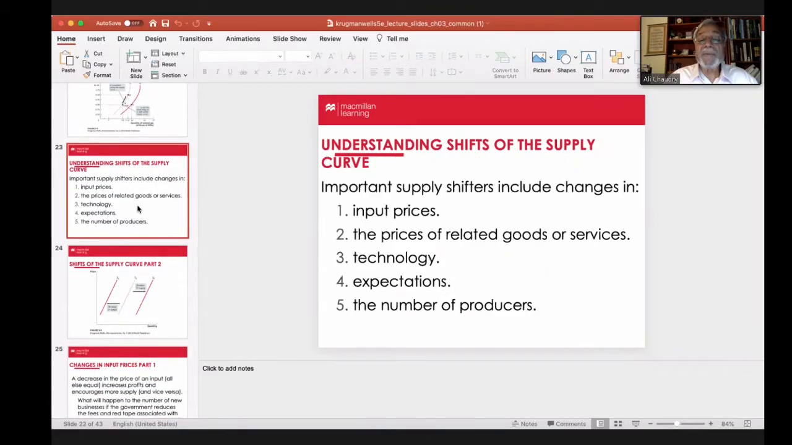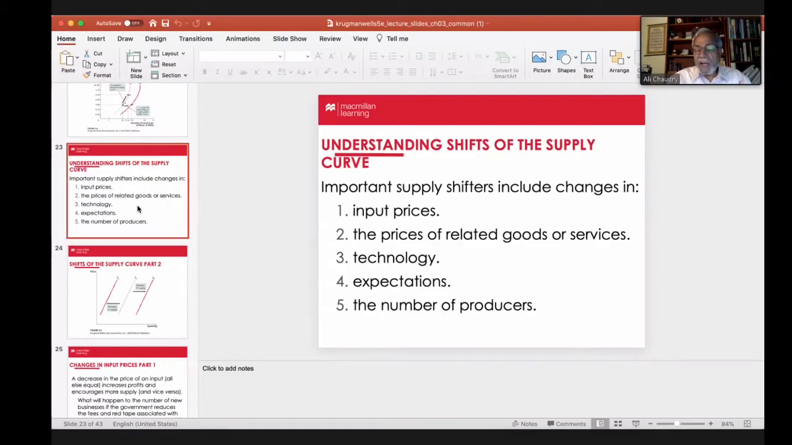So this difference between the shifts of the supply curve can occur due to a number of factors. And there will be some questions dealing with that, identifying those factors. We know that it can change as a result of input prices, price of related goods and services, technology, expectations, and of course, the size of the market. If the number of producers increases or decreases, it will affect supply, as we just did in chapter 12.